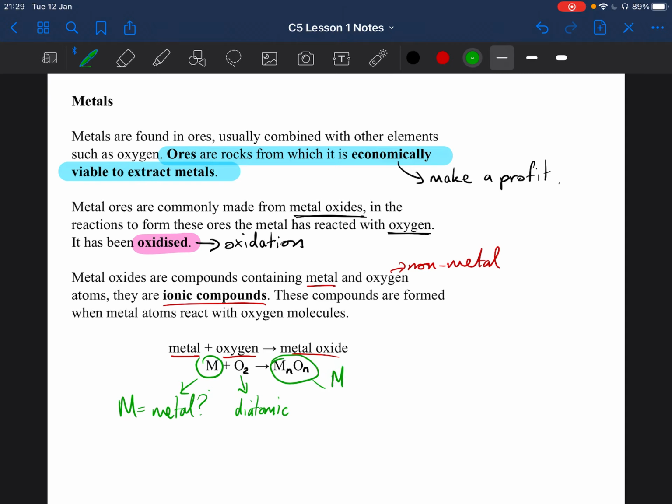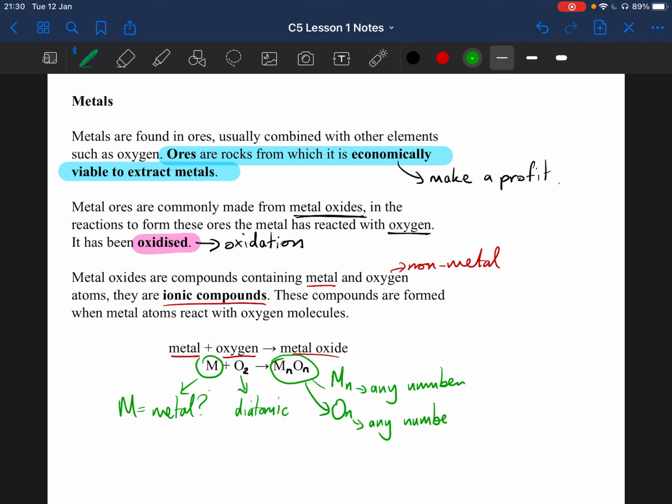And what we have is we have M with a subscript n. And that subscript n stands for any number. And the reason for that is because what I'm going to teach you next will show you that the number of metal ions in the oxide will change depending on the charge of that ion. So it will depend on how many positives it actually is. And the same for our O with the subscript n. That n means any number as well.